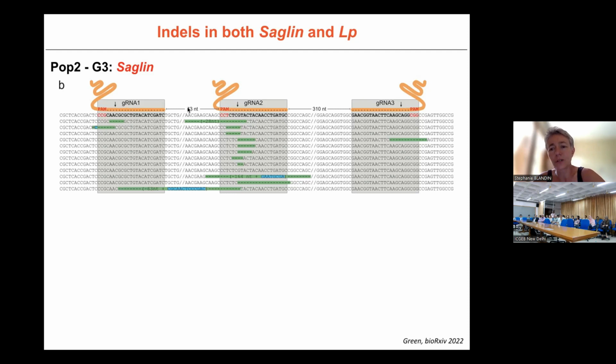And why is it accumulating in Saglin especially? There are several reasons, but one of them is the fact that Saglin is not an essential gene. So if you make an indel and Saglin is not expressed, it won't have a fitness cost on the mosquito and it won't be transmitted to the next generation.